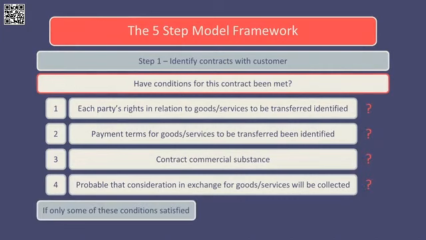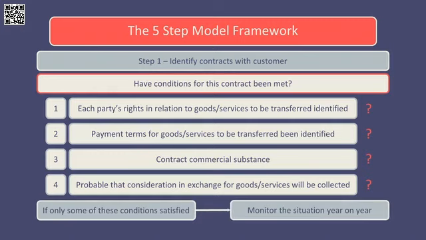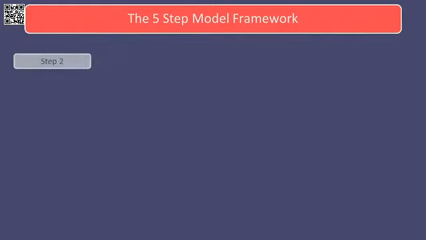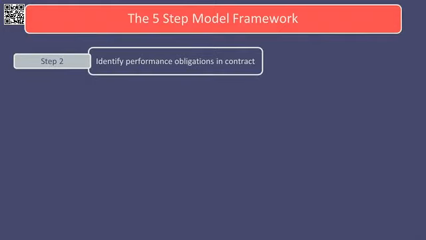But what if the contract only met some of the requirements to be considered a contract under IFRS 15? So only some of the conditions we already went through were satisfied. Then the company would monitor the situation year on year, and when the conditions are met and it is considered a contract, IFRS 15 will be applied. That's step 1 done. Step 2 is identify the performance obligations in the contract.